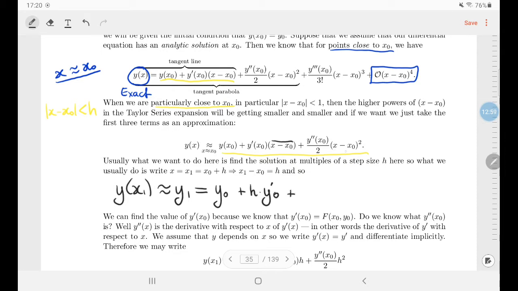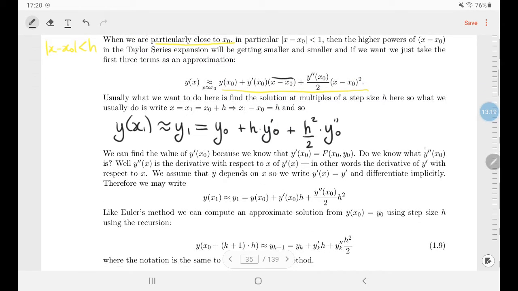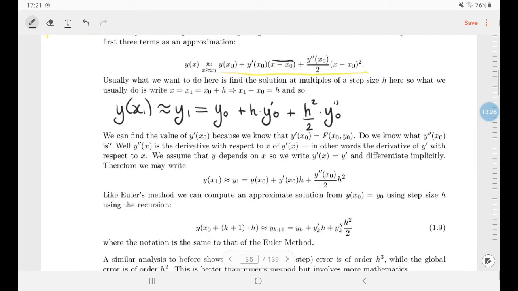Plus, similar story, the (x minus x0) squared is h squared. You see the divided by 2, take that, and then the y double dash at x0 is the second derivative at the previous point. We can tell the value of y dash 0 from the differential equation. Do we know what this y double dash of x0 is? Well, what we can do is implicit differentiation like we've been doing to find the second derivative, substitute in x0 and y0, and off you go. So you end up with this thing down here that I've written slightly differently above.